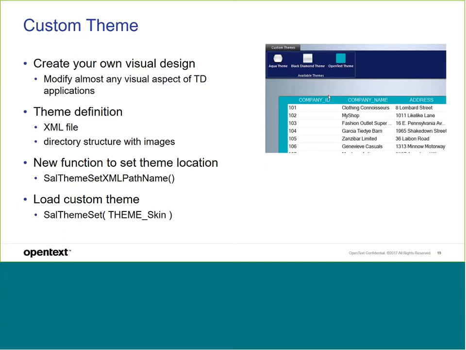And there's really just two functions that you can use to set a theme. The first one is StyleThemeSetXMLPathName. To this one you give the location of that XML file that contains your own theme definition. And with this call here, StyleThemeSet, having the parameter theme skin, you activate that skin to your Team Developer application.